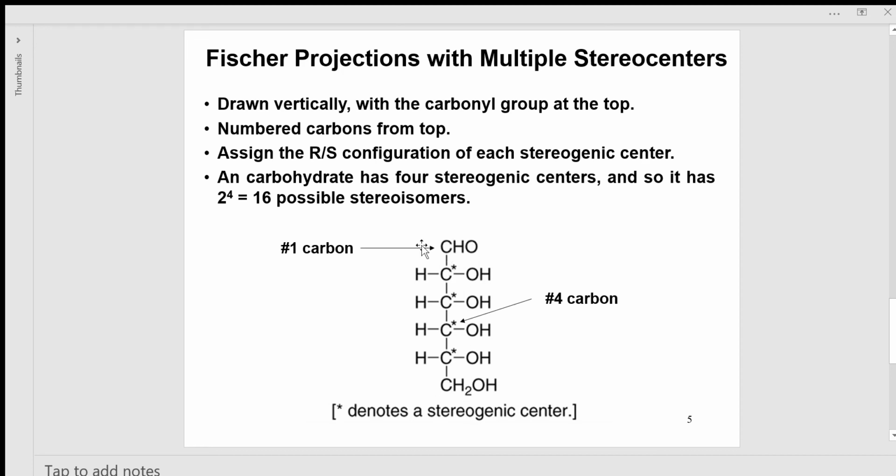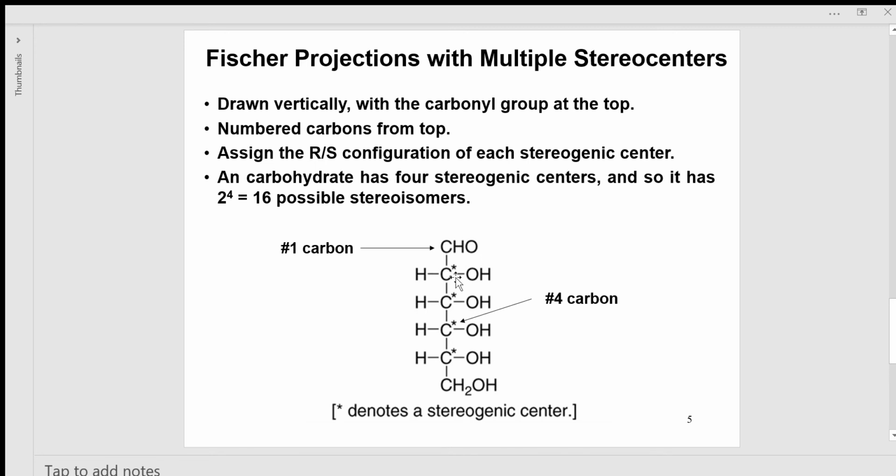You see, the aldehyde or ketone group is always on the top. Then we have other carbons. We draw from top to the bottom. So the first one, the top one, is number 1. We normally call this number 1, number 2, number 3, 4, 5, 6, something like that. So again, in this case, each carbon is stereogenic. So we have many stereogenic centers for carbohydrate molecules.